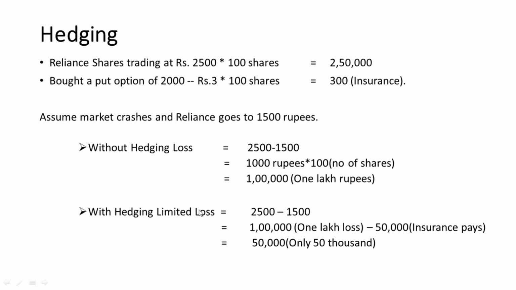But with hedging, what is happening? Let's see. Here, 2500 to 1500, so 1 lakh rupees is your loss, but this 50,000 rupees the insurance will pay you. Why? Because you paid an insurance amount to the broker, saying that if it goes below 2000 rupees, they will have to cover. So in that case, 2000 rupees minus the current price of 1500 rupees, 500 rupees per share is your loss, which the insurance will pay you. So that 50,000 rupees they are giving you. So your loss is limited here. Your loss is limited to only 50,000 with hedging, but without hedging, your loss is 1 lakh rupees. That's the advantage of hedging here.